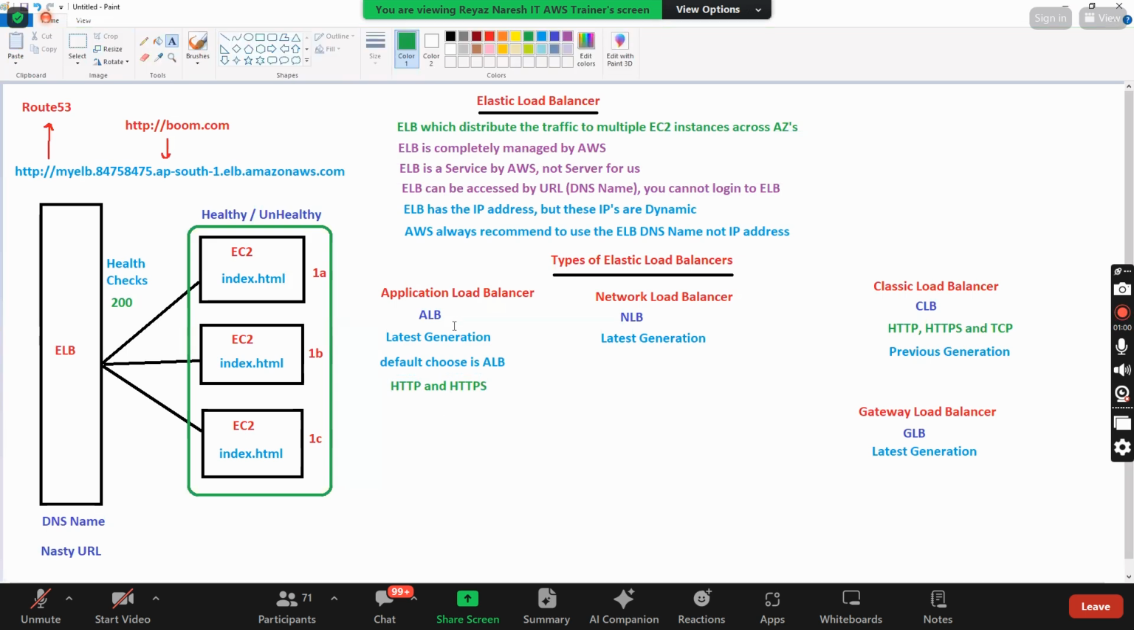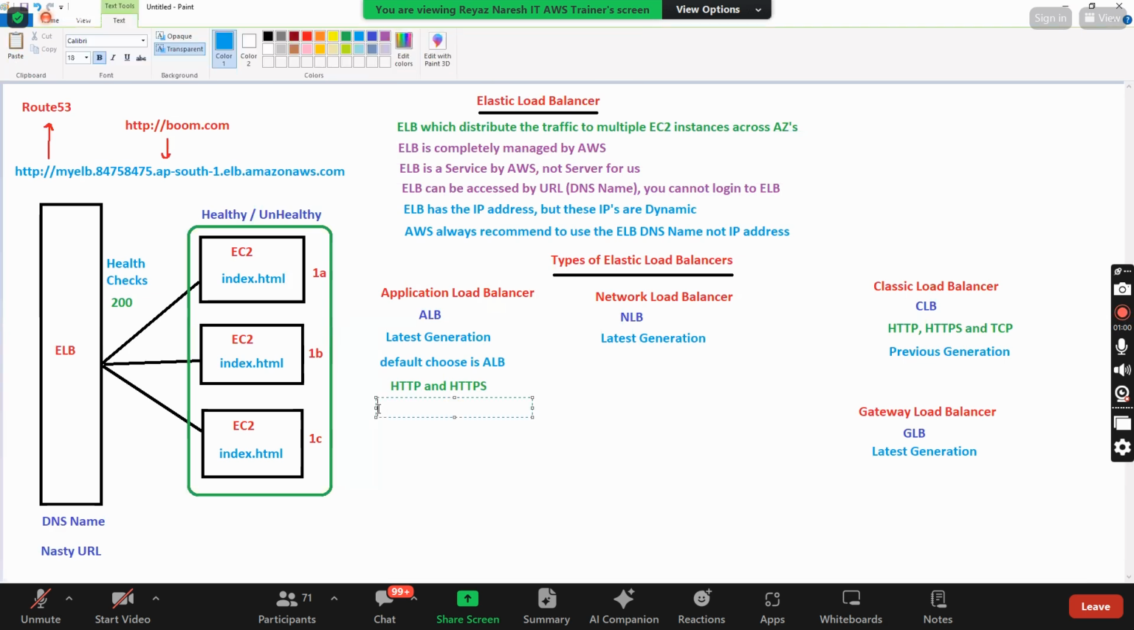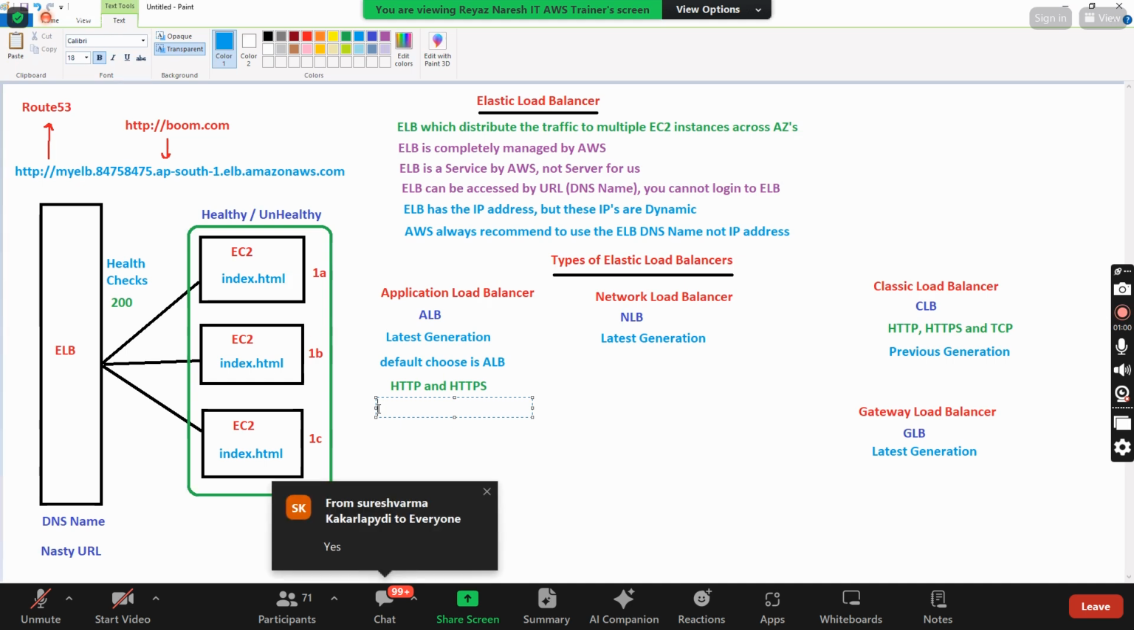Nowadays you have heard about microservices, no? Docker, Kubernetes, all these things. For them also, they need a load balancer. If they are using AWS, which load balancer is best for microservices? Application load balancer. So it is best for microservices.